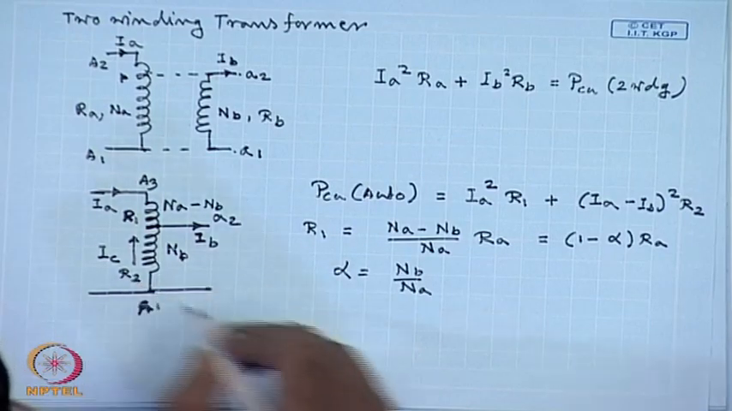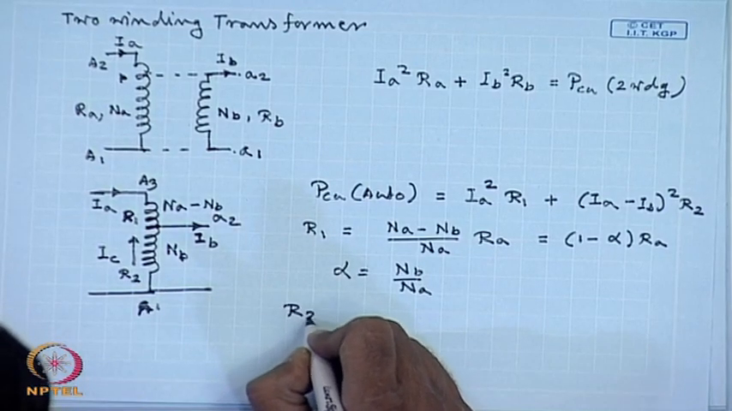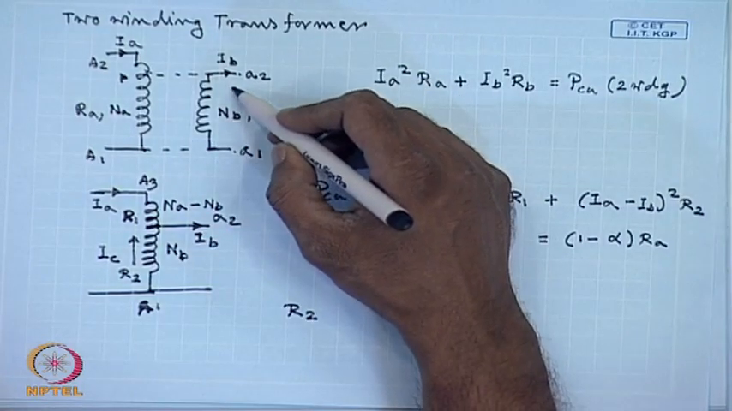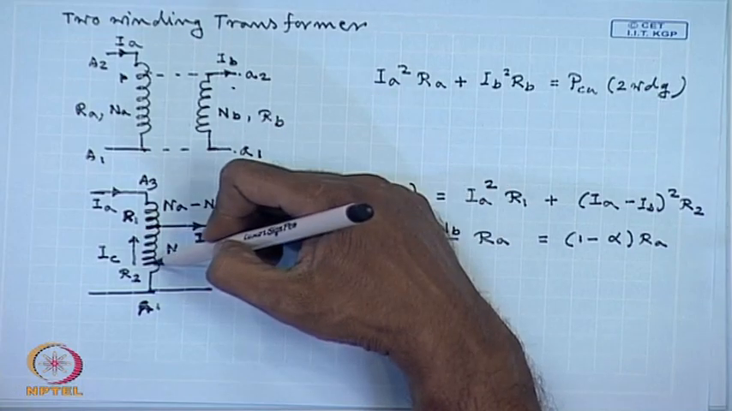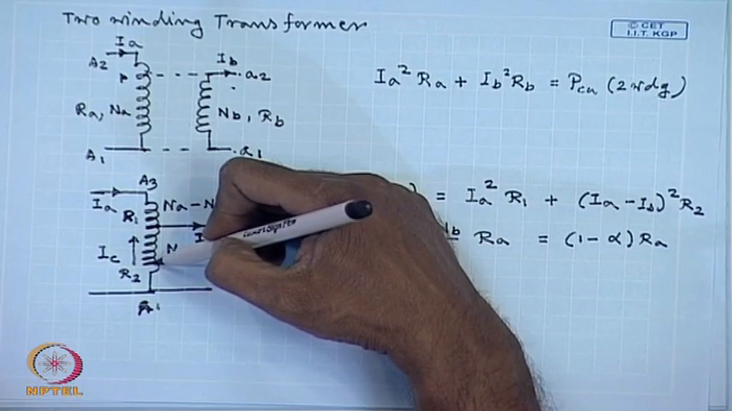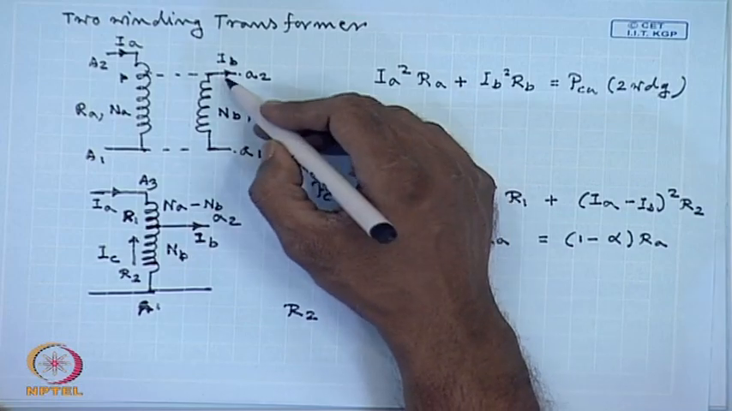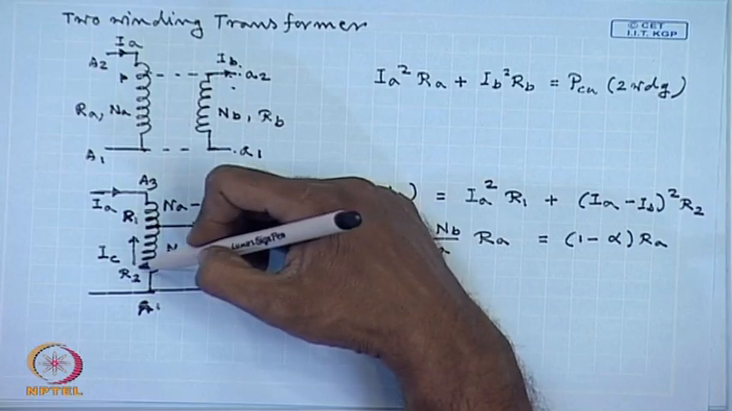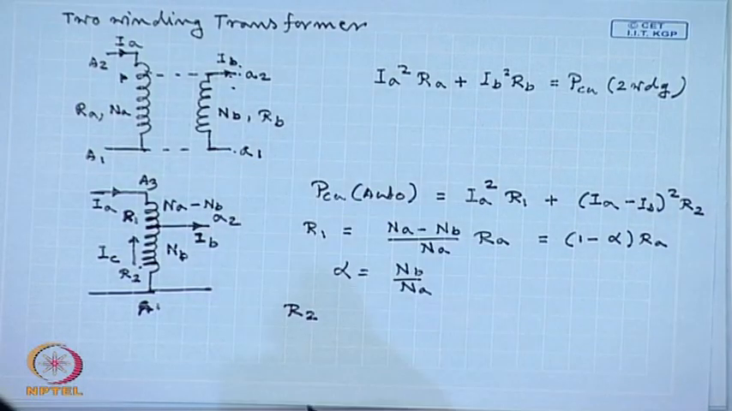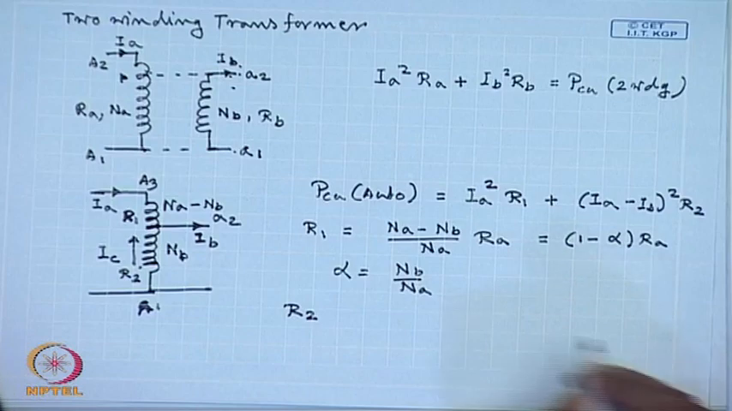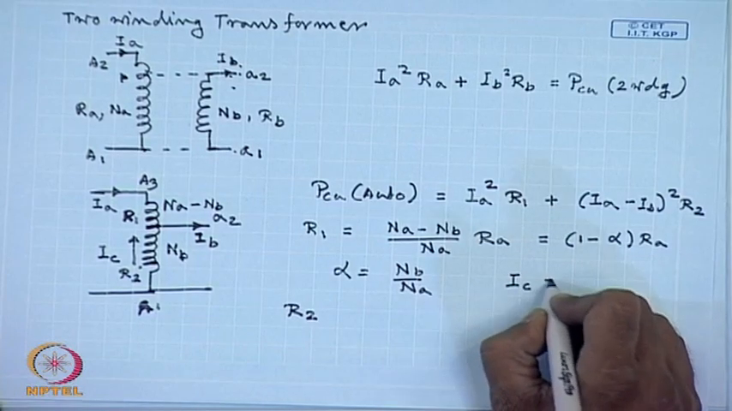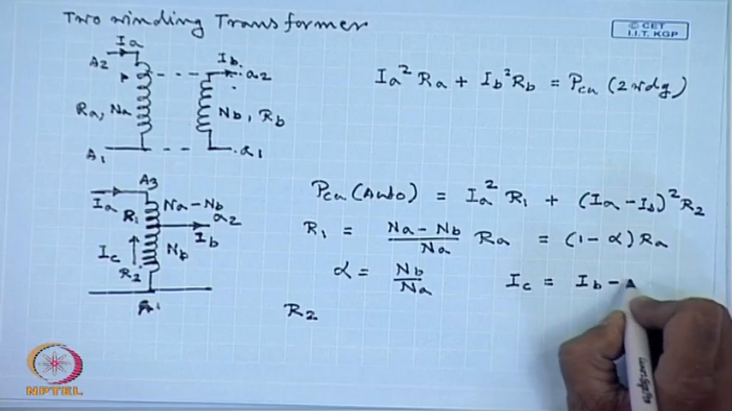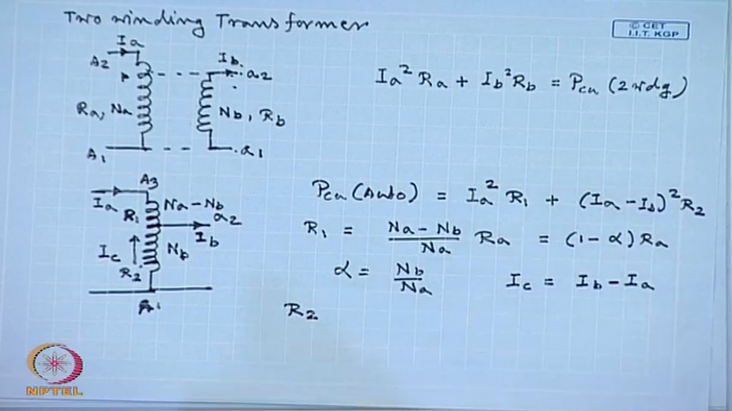To calculate the resistance R2, we note that the number of turns of the LV winding of the 2 winding transformer and the number of turns of the lower part of the auto transformer are same. However, while the current in the LV winding is I B, the current in the lower part of the auto transformer is I C, where I C equal to I B minus I A.